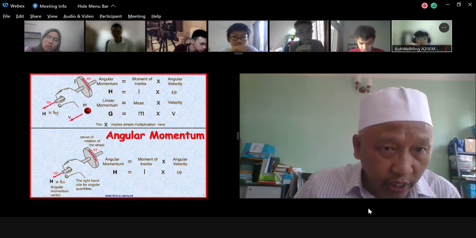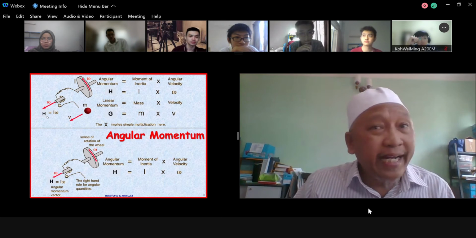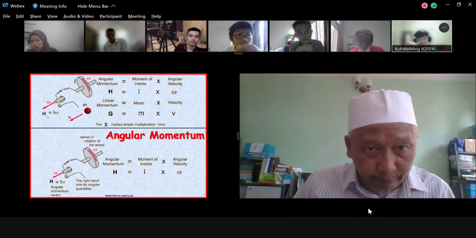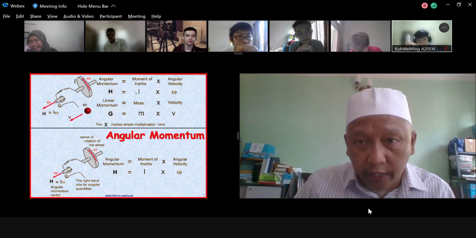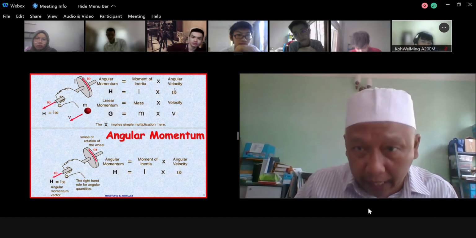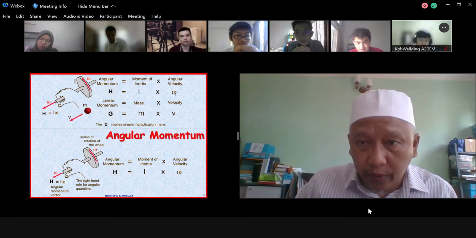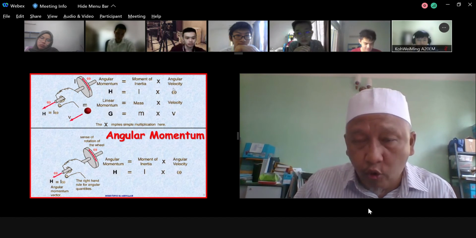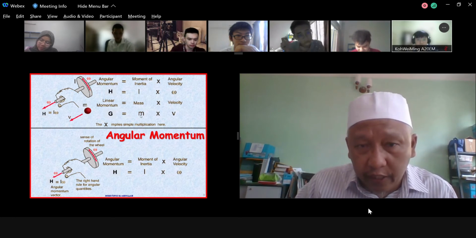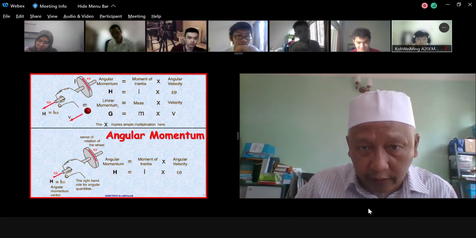So look at H. H is the notation for the angular momentum. H equal to I cross W. And this one is W, but it's not W, it's omega. I want to say W because most of you see it as W. It is W in the alphabet, in terms it is omega. Then G equal to mv is basically the linear momentum. You are very familiar with this one.